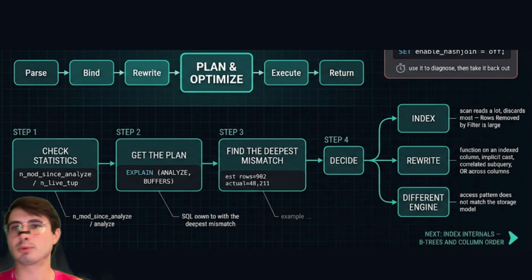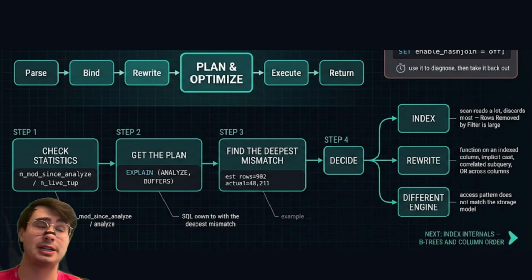And the same query will behave differently across engines because of execution model, row at a time versus vectorized columnar versus distributed shuffle, not because one optimizer is smarter. So check the stats, read the plan, find the row estimate mismatch, then pick your fix. 4 steps, and you're diagnosing instead of guessing.